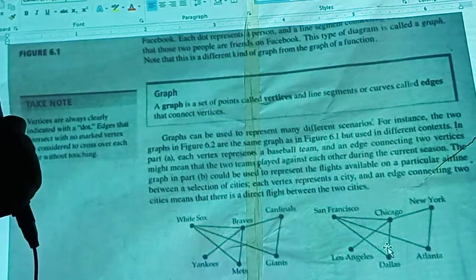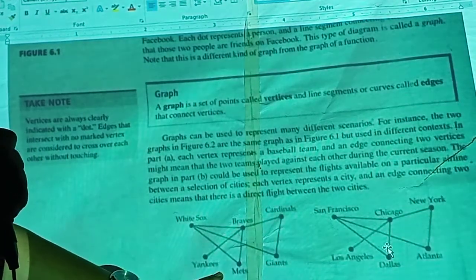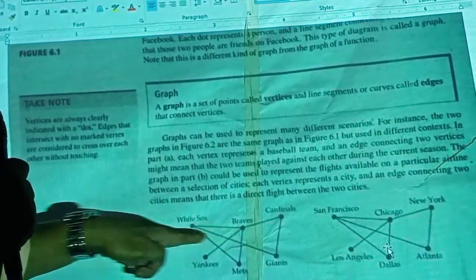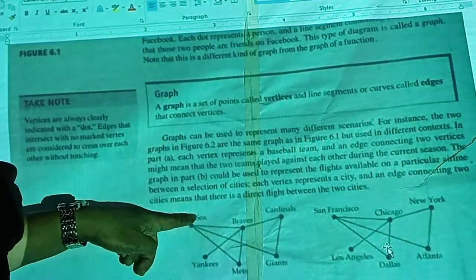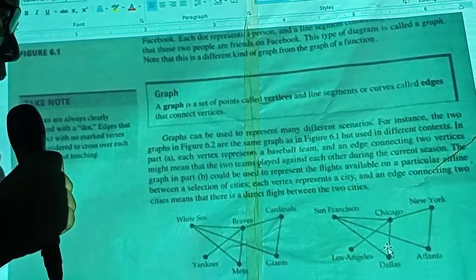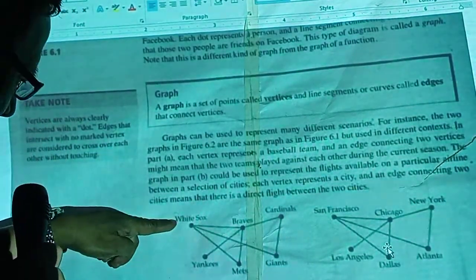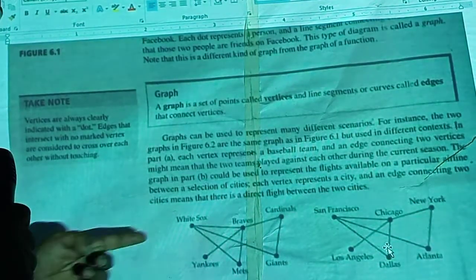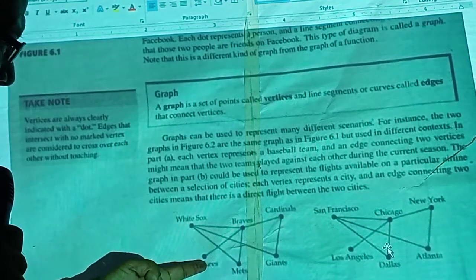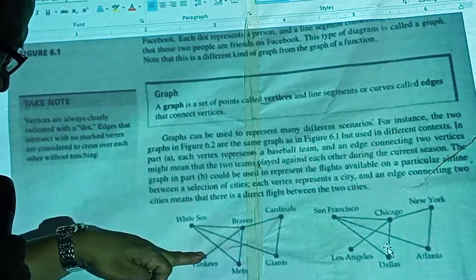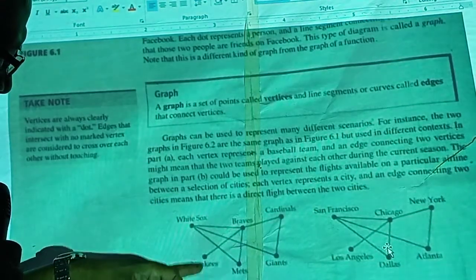Okay, figure 6.2. So these are the teams. If their edges are connected, then the White Sox, one of the basketball teams, and the Braves have already played. White Sox and Yankees, have they played? No, because they are not yet connected. How about Braves and Yankees? Yes, they have played already. Why? They are connected.